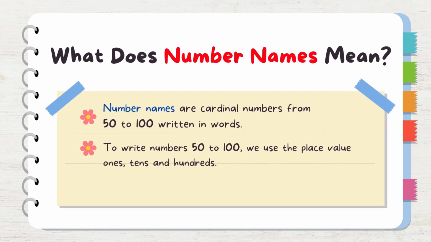First of all, what does number names mean? Number names are cardinal numbers from 50 to 100, written in words. Instead of writing the symbol 5 or 50, we write it in words. For example, 50 is FIFTY. And so to write numbers 50 to 100, we use the place value ones, tens, and hundreds.